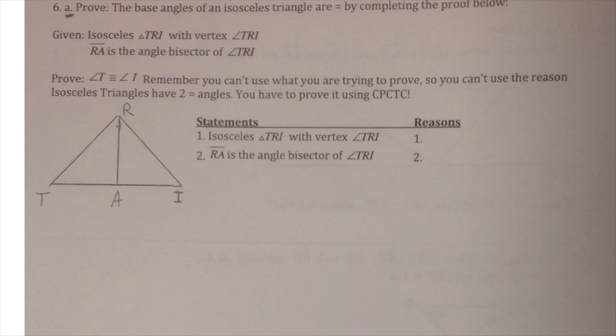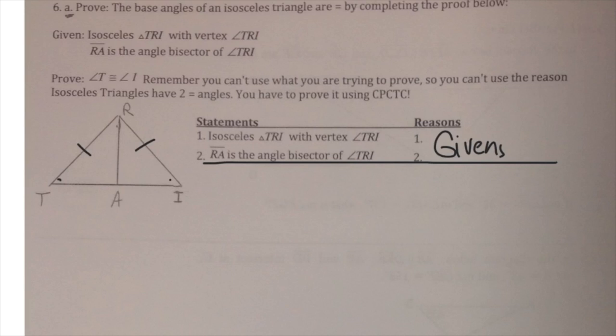Okay, question 6, we have a proof, and just jumping right into it. You've probably had a chance to read it, of course. We're trying to prove that angle T is equal to angle I. And we're starting off with two givens, and I'll mark them down too. It's an isosceles triangle. Well, I can mark that down as two sides being equal. It says the vertex angle is TRI, which means the very top of the triangle is the vertex. It means this is the base and these are the base angles. So these must be equal sides.